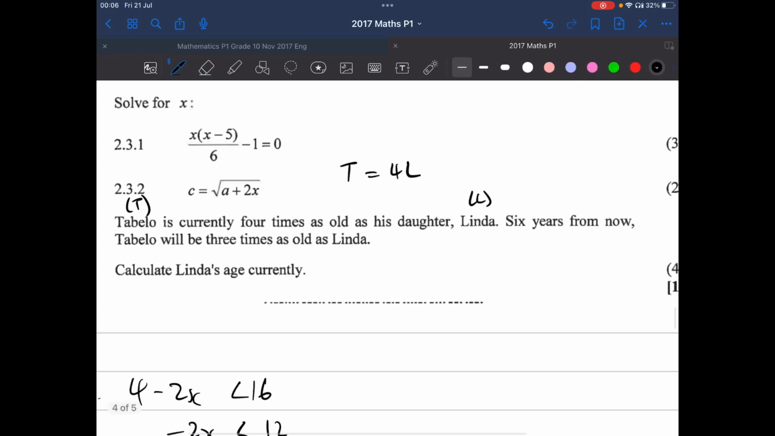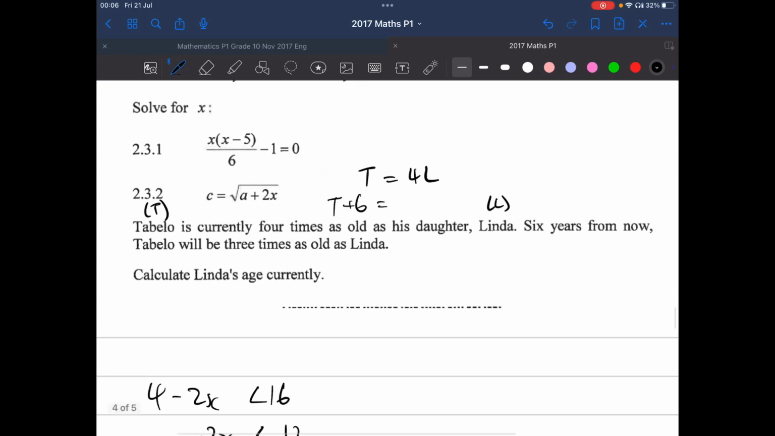And then the next one says 6 years from now. So you take T's age and add 6, because in 6 years from now he'll be 3 times as old as Linda. So T plus 6 equals 3L.